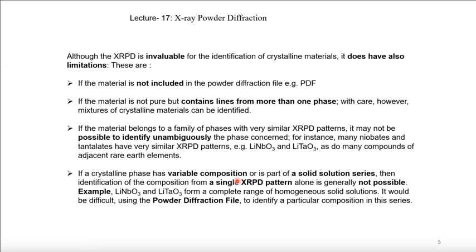Then we have to take other techniques, for example, neutron diffraction techniques, or electron microscopy to finalize the data to say correctly what it is. So there are some limitations also, which we have to know.